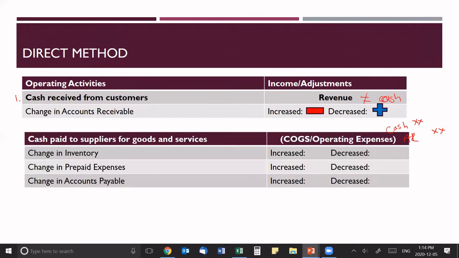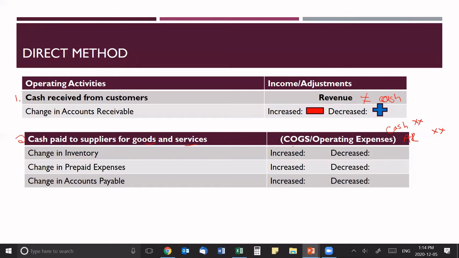The next subsection is your cash paid to suppliers for goods and services. Okay, so cash paid to suppliers for goods and for services, you're going to pull out the cost of goods sold amount and the operating expenses from your income statement. Okay, so we're basically doing this in steps. First thing you're going to deal with is the revenue amount. Next thing you're going to deal with is your cost of goods sold and operating expenses.